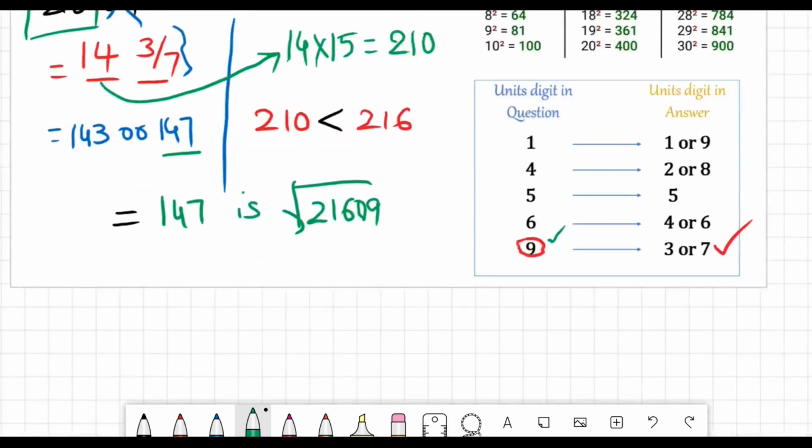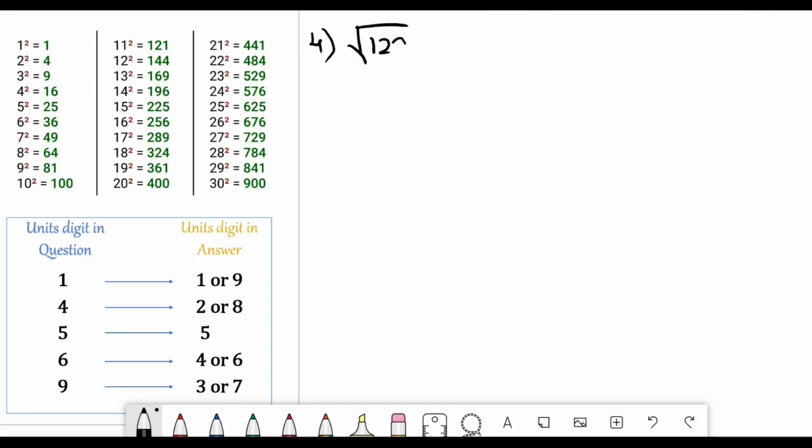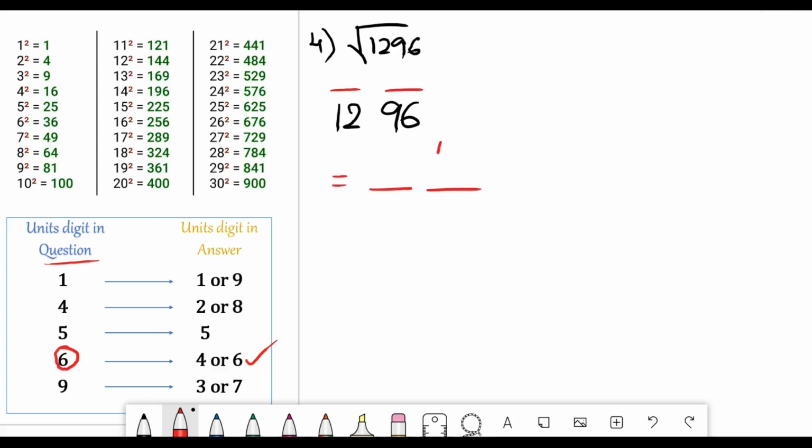That's why let's take another example, example number 4. Find the square root of 1296. First of all, group the last 2 digits of the given number and the rest of the digits. What are the last 2 digits? 96. The rest of the digits: 12. Now the question has 6 in its units place. If the question has 6 in its units place, the answer's unit digit must be either 4 or 6. Let's take 2 dashes and write down the 4 or 6 in the units place of the answer.